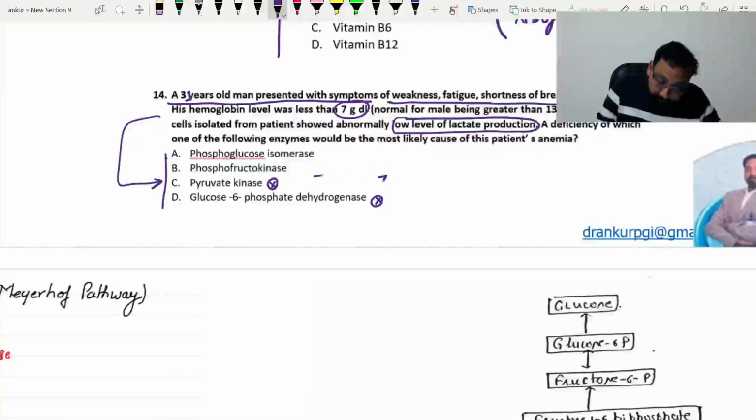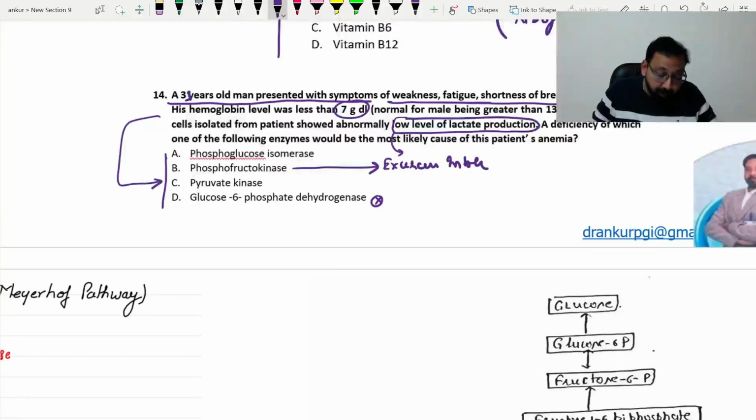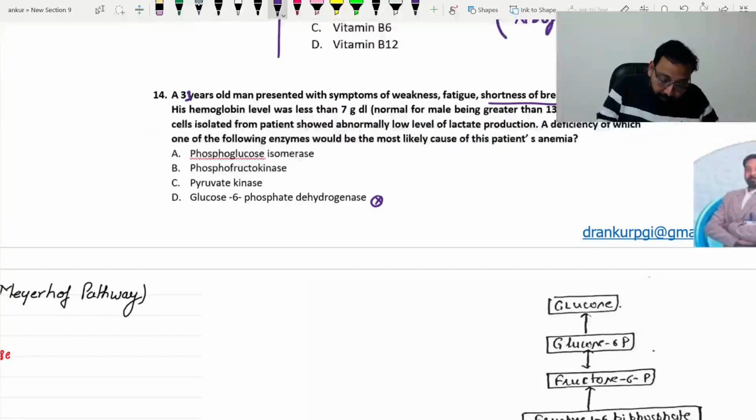But in the same question, they gave that the patient is also having exercise intolerance. Yes, in phosphofructokinase, type 7 glycogen storage disease, there would be exercise intolerance. So the answer is pyruvate kinase. In the same question, if they give exercise intolerance, the answer would become phosphofructokinase. In the same question, if they say that lactate level is high, then G6PD deficiency.